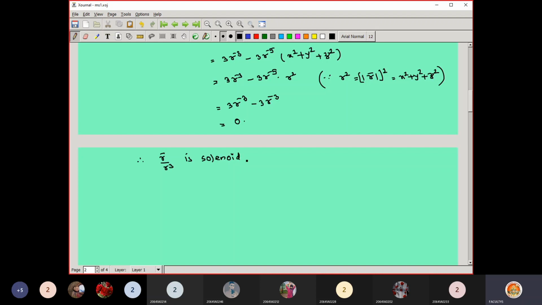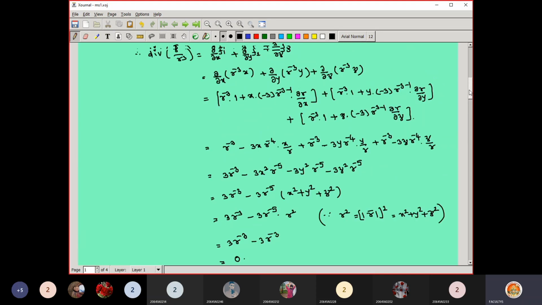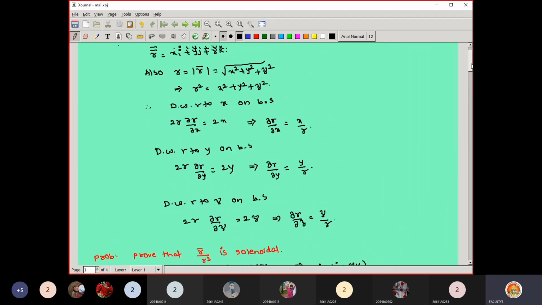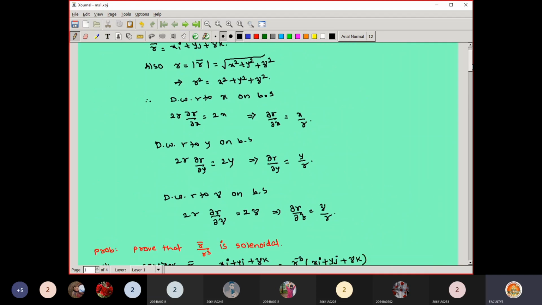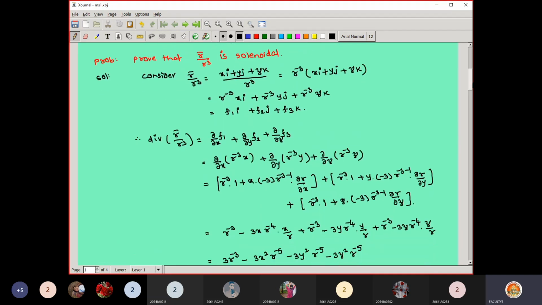Even if they do not give us any information about r, you need to consider that it is the positional vector, and for that positional vector you need to remember these basics. Then only directly you can substitute here. Right.